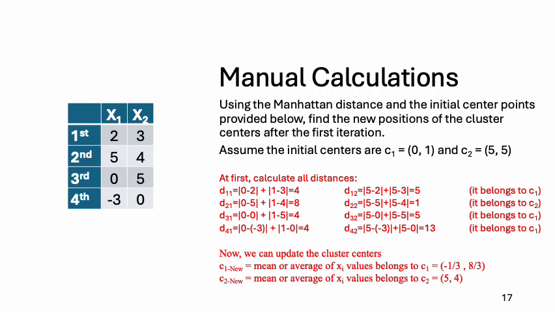Based on these calculations, the first, third, and fourth points are closest to C1, while only the second data point is closest to C2. According to the next step of the algorithm, the cluster centers are updated by averaging the data points within each cluster. For the new position of C1, the average of the 3 closest data points is calculated, resulting in -1/3, 8/3. Similarly, C2 shifts to its new position at 5, 4, aligning with its sole data point. With this calculation we have completed the lesson.